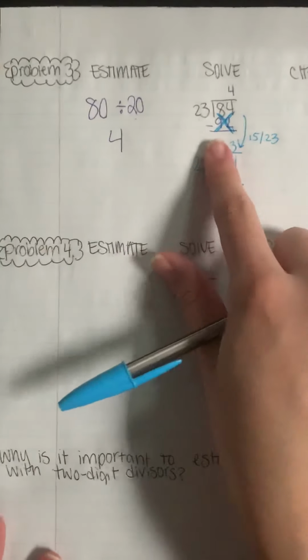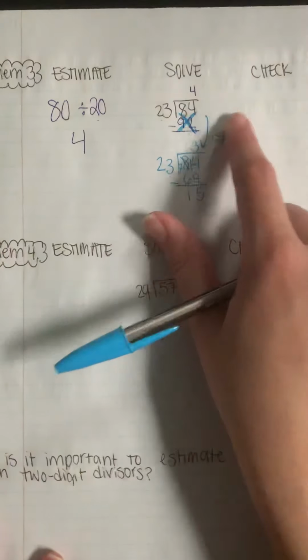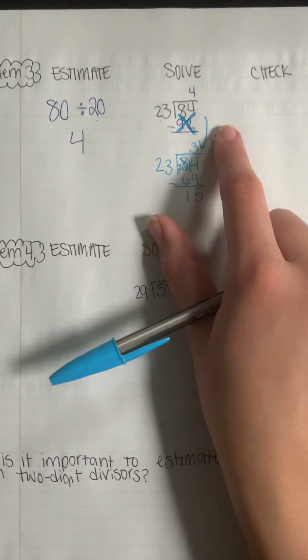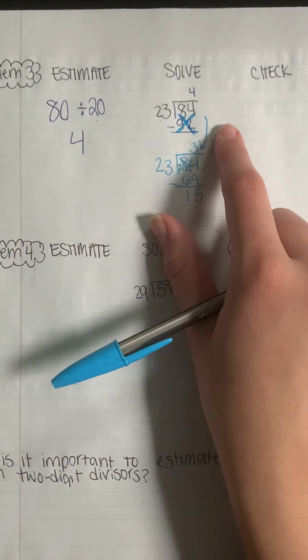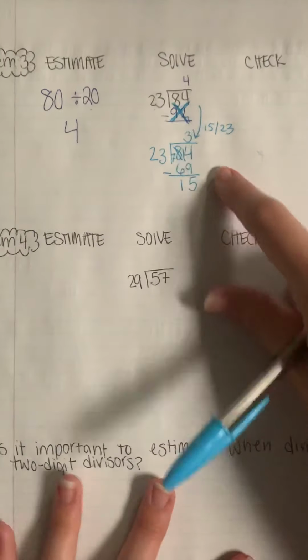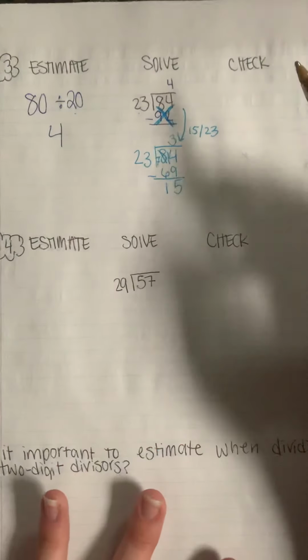And that might happen to you, even though you pick what looks to be the right estimate over here. When you're actually doing the standard algorithm, it might just be too big for the dividend. So it's okay if you have to cross out like this and go one number down if that happens.